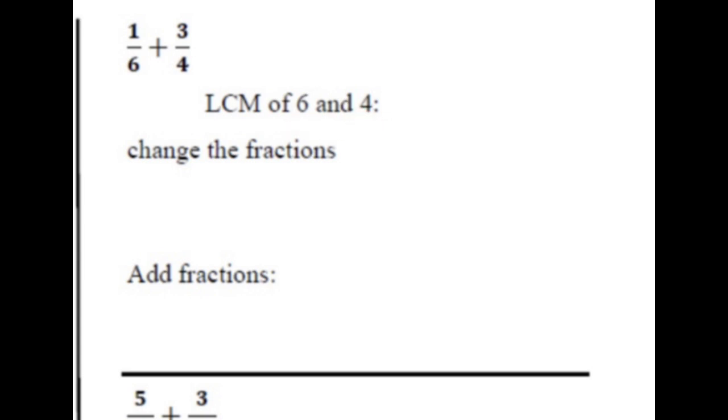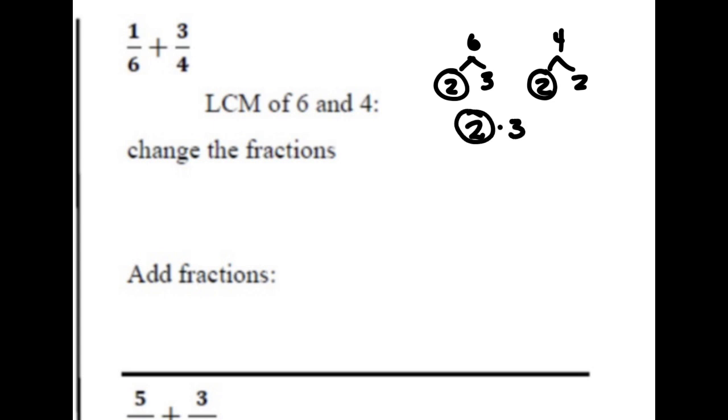Okay, so you can break them up. You can do 6 and 4. 6 and 4 both have a 2. So it's 6 times 3, 2 times 2. So it's 2 times 3 times 2, which is 12, right? So the least common multiple of the denominators is 12.